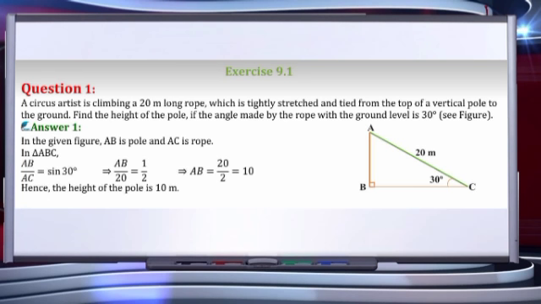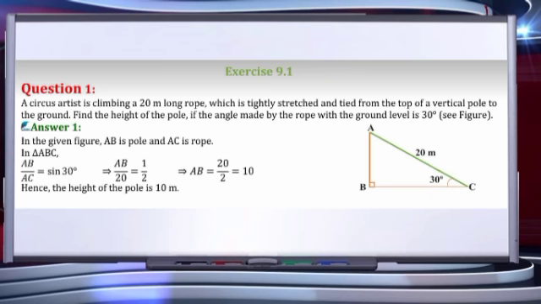So the very first question of the exercise 9.1 is, a circus artist is climbing a 20-meter long rope which is tightly stretched and tied from the top of a vertical pole to the ground. Find the height of the pole if the angle made by the rope with the ground level is 30 degree. So students, as you can see, AC is the rope that was tied from the top of the pole to the ground, and it makes an angle of 30 degree with the ground.